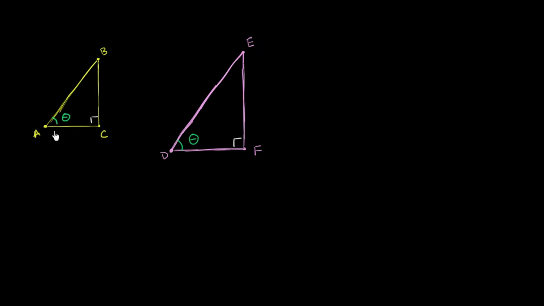Well, for any triangle, if you know two of the angles, you're going to know the third angle, because the sum of the angles of a triangle add up to 180 degrees. So if you have two angles in common, that means you're going to have three angles in common. And if you have three angles in common, you are dealing with similar triangles. Let me make that a little bit clearer. So if this angle is theta, this is 90. They all have to add up to 180 degrees.